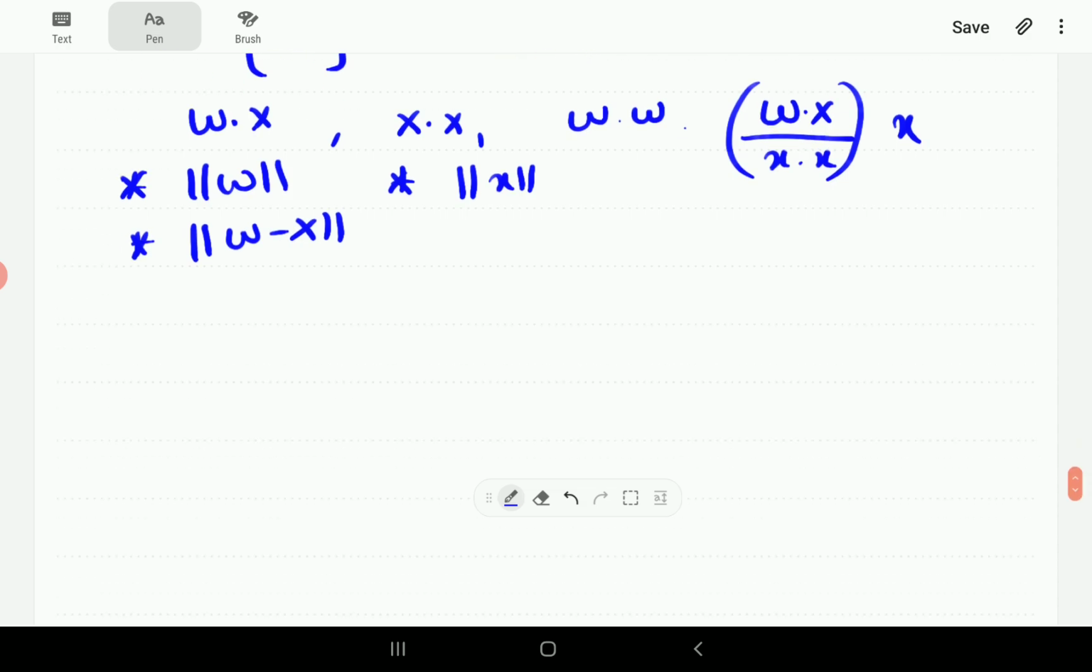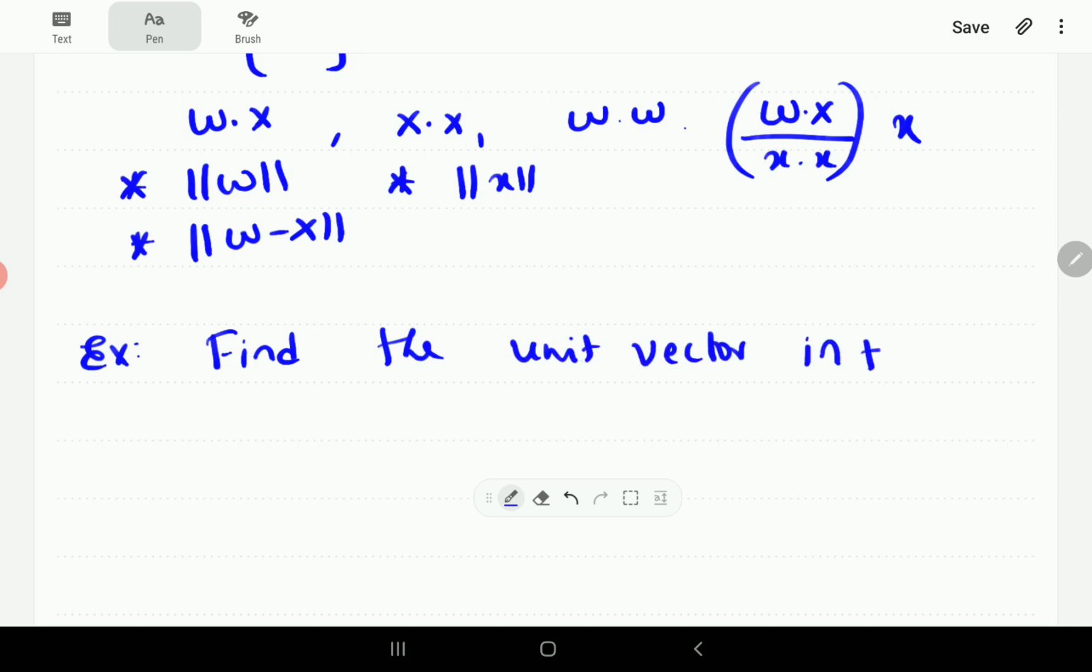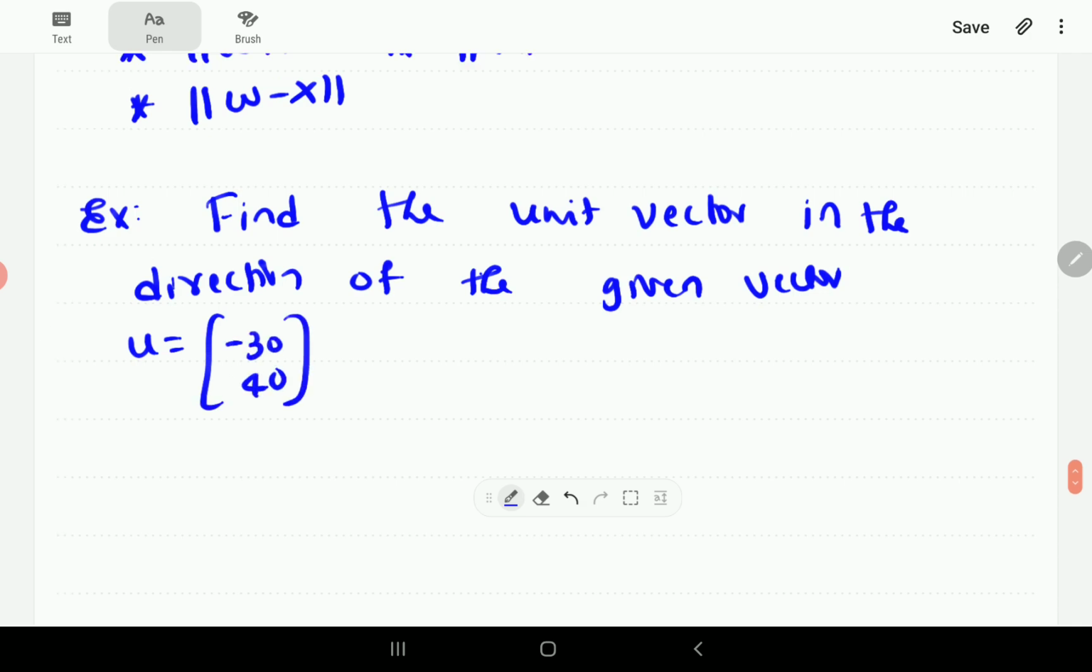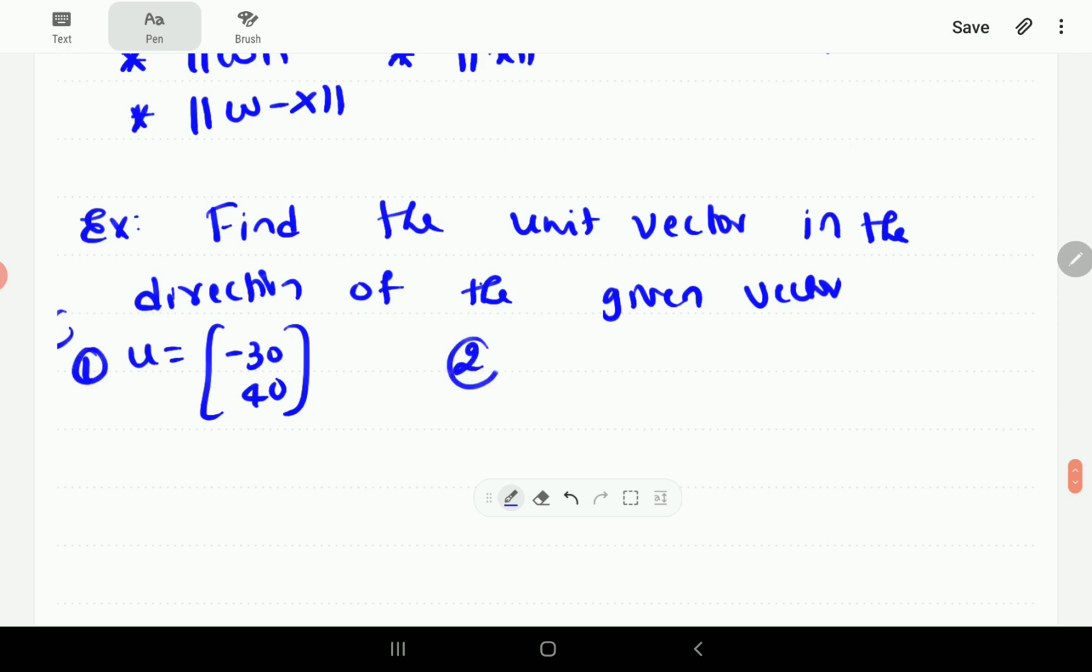Let me give you one more example where you'll be finding the unit vector. Find the unit vector in the direction of the given vector. Say I'll give you the vector u equal to (-30, 40). Find the unit vector in this direction. So this is one. Let me give you another vector: (-6, 4, -3).